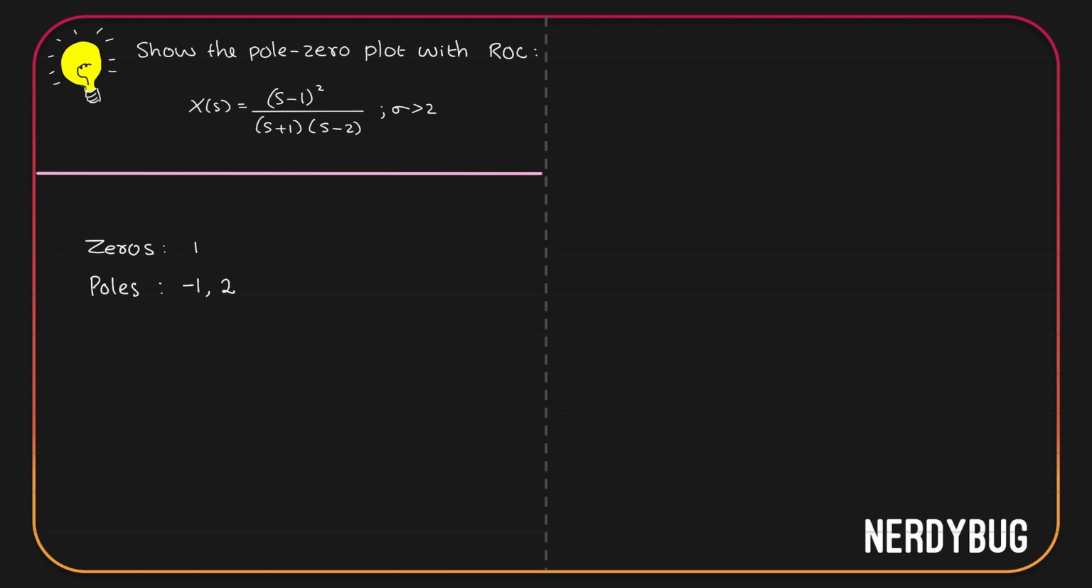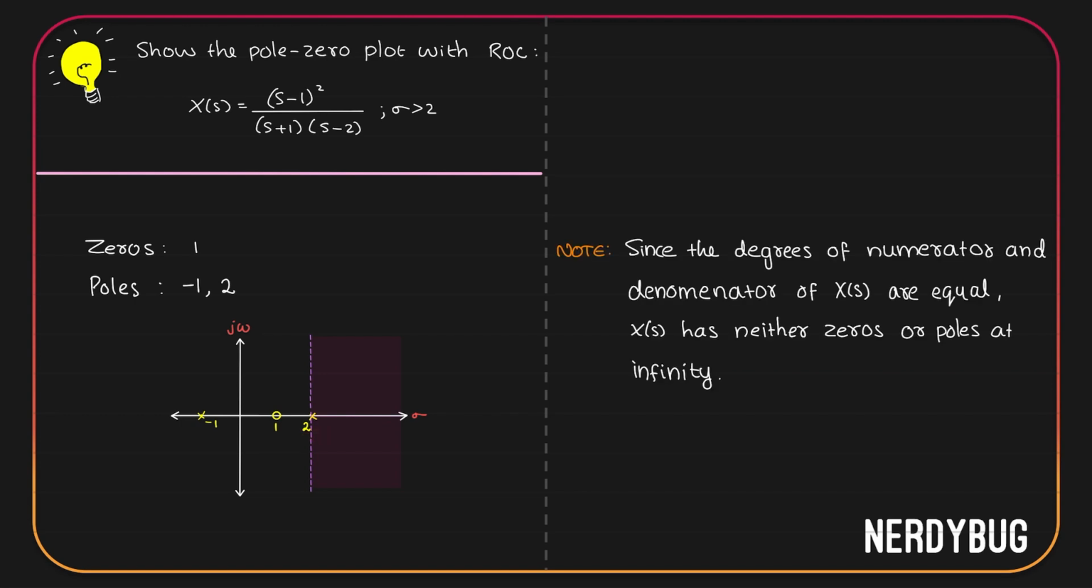The pole zero plot will look like this. We have two poles at minus 1 and 2, and we have two zeros both at 1. If we also include the ROC, it will look like this. It is everywhere on the plane where sigma is greater than 2. Another important thing we can note here is that since the degrees of numerator and denominator of X of s are equal in this case, X of s doesn't have a zero or a pole at infinity.